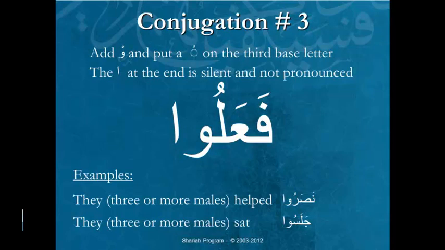You can listen to that a couple of times, and you can ask about it if you need further clarification on the forum and also in the live sessions. Let's continue forward. By adding this waw at the end of the verb and placing a dhamma on the lam position, we get the third conjugation, which is fa'alu, they, group of males, and the examples are nasaru, they helped, and jalasu, they sat.